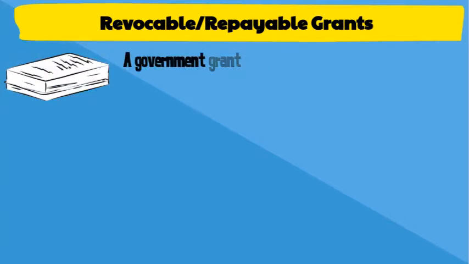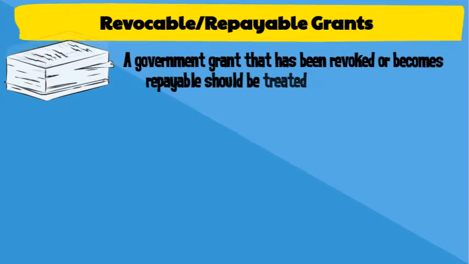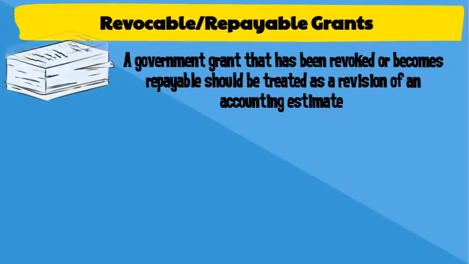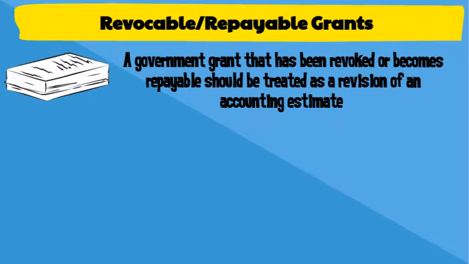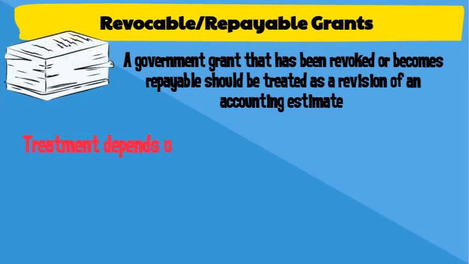Next, let us discuss revocable and repayable grants. A government grant that has been revoked or becomes repayable should be treated as a revision of an accounting estimate. The treatment is dependent on how the repayment is made.